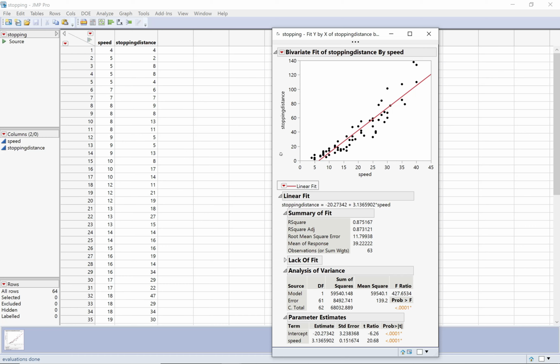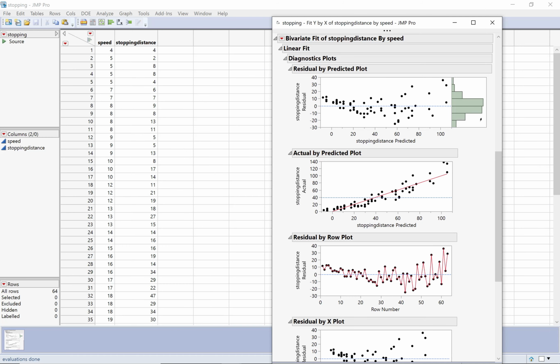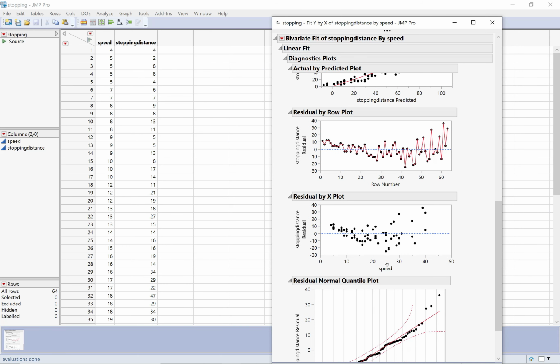Maybe already I can see a little bit of a curved pattern here. To see it more clearly, I'm going to plot my residuals. I'm clicking the red arrow next to Linear Fit and Plot Residuals. We talked about the residual by x plot. Looking at this, I think there's a clear curved pattern here.